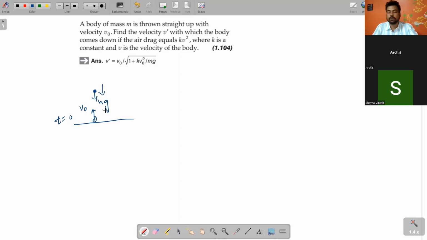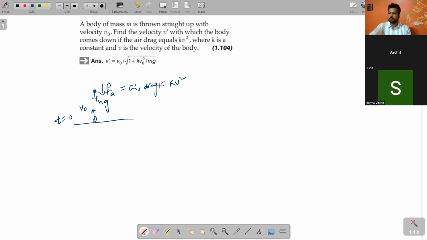Friction always opposes the relative motion. So this is your air drag, let's say FA, air drag. And that is given as kv squared. It means air drag depends on speed. If speed will increase, air drag will increase. If speed will decrease, air drag will decrease. Understood? And air drag will always oppose the motion.